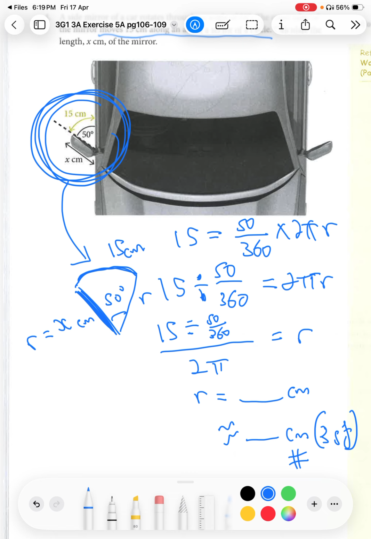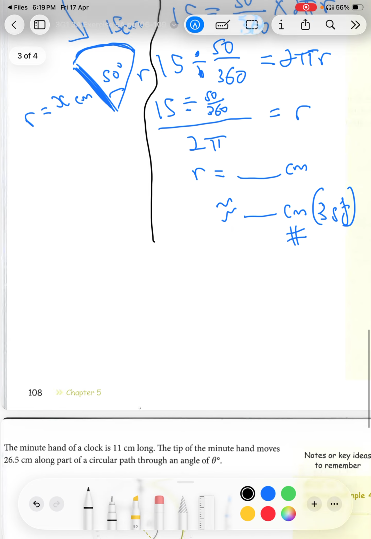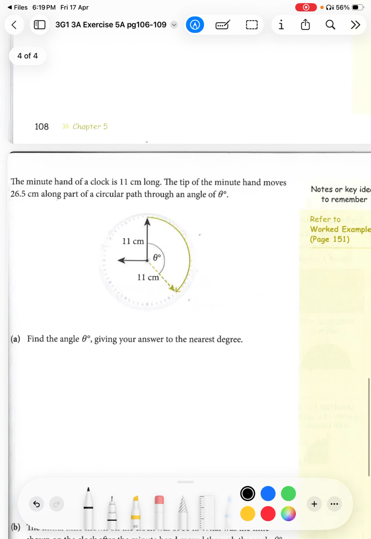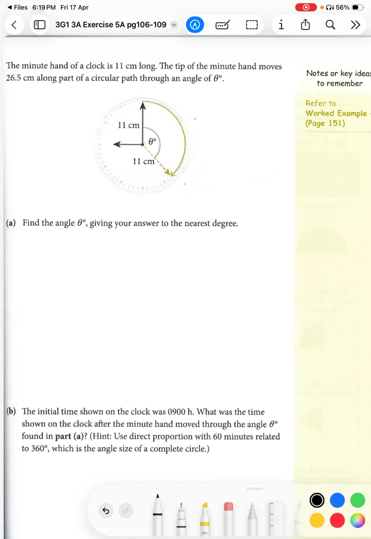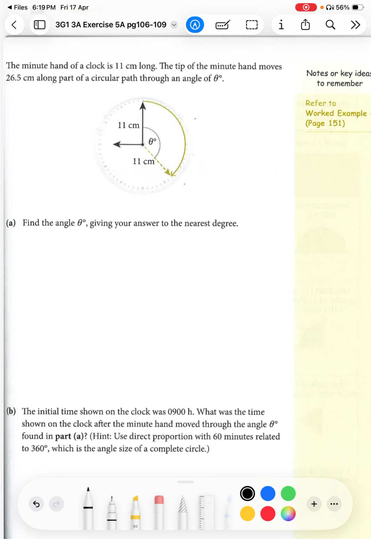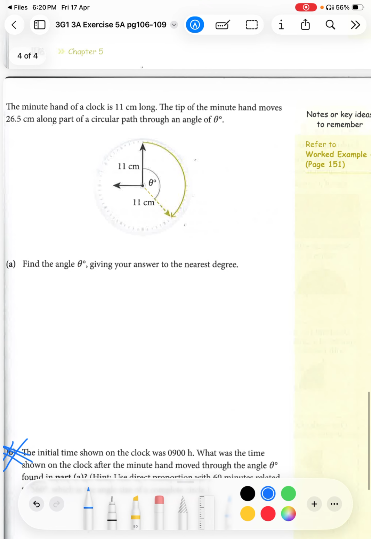Okay, for this is a real life application. It's the same question that we did before. Just find the radius, or you find the angle, but similar steps. Okay, give this a try. The next one. For this question you can skip B. B you don't need to do. Let's do A.